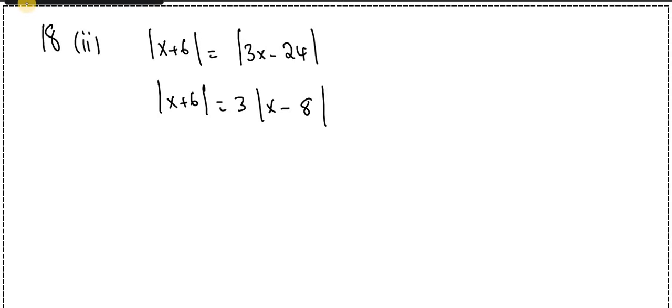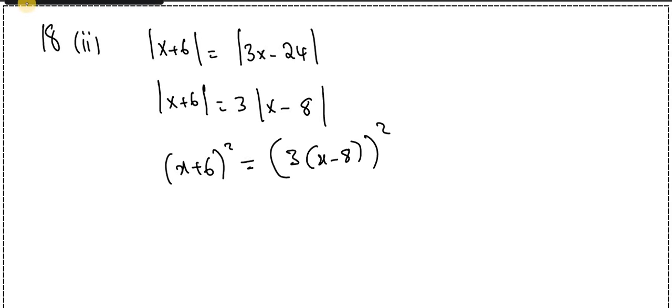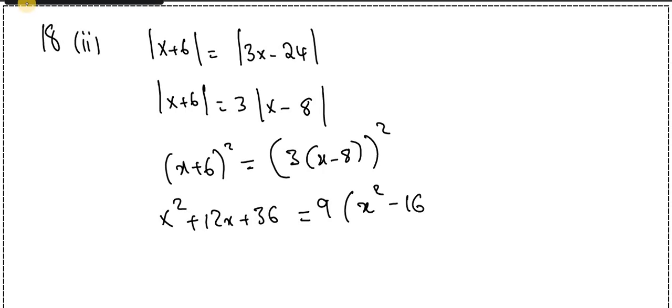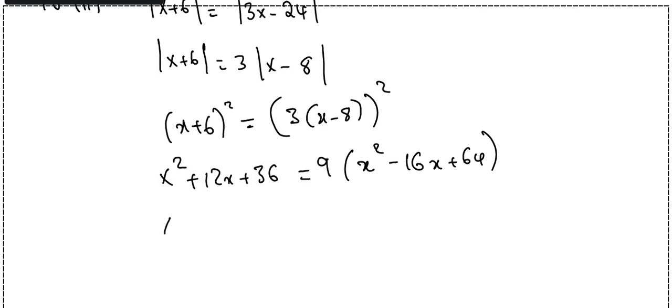So now I just want to square both sides. That's going to be x plus 6 squared, and 3x minus 8 squared as well. This is going to be x squared plus 12x plus 36 is equal to 9x squared minus 16x plus 64. Then this gives us something we'll be comfortable with solving. This will be x squared plus 12x plus 36 is equal to 9x squared.